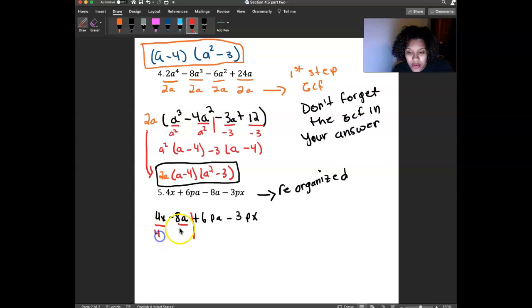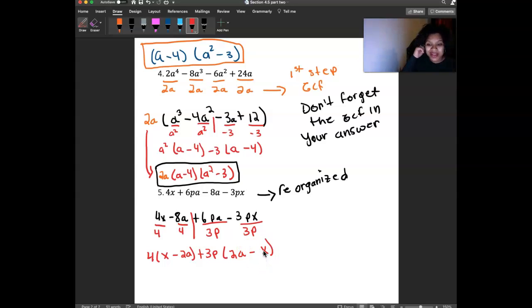So I have a 4 on both, and here I have a 3p, right? So then I have a 4, so I have, oops, I was going to put 2. I have an x minus 2a. Then I do plus 3p, and here I'm going to have a 2a minus x. Yeah, it's not working, right? Well, miss, but they're like the same. This is an x minus 2a. This is a 2a minus x.